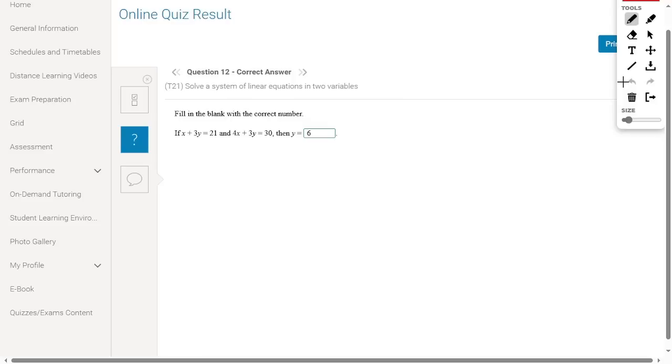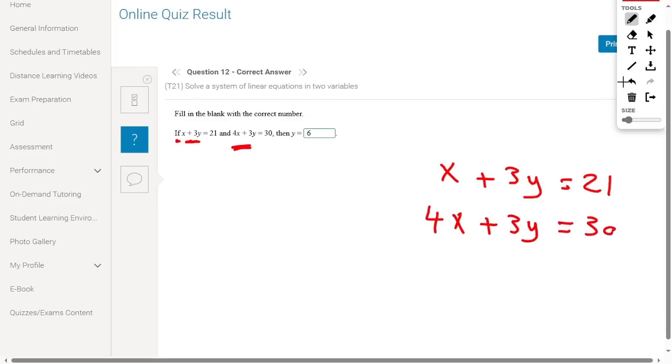Fill in the blank with the correct number. I have x plus 3y equal to 21, and 4x plus 3y equal to 30. So then we need to get y. Now here I have two ways to solve this one, either to eliminate x or to eliminate y. Then we will add both equations to get the result.